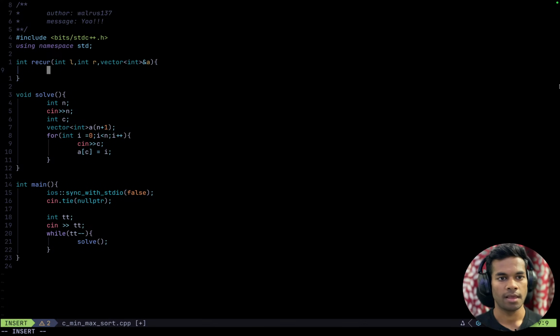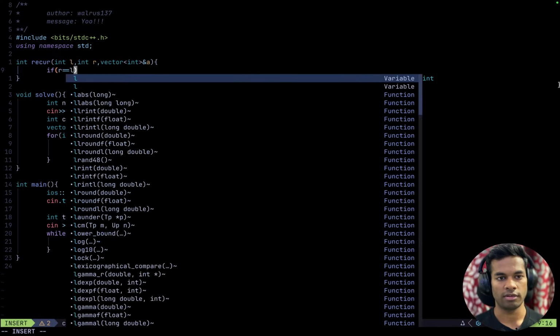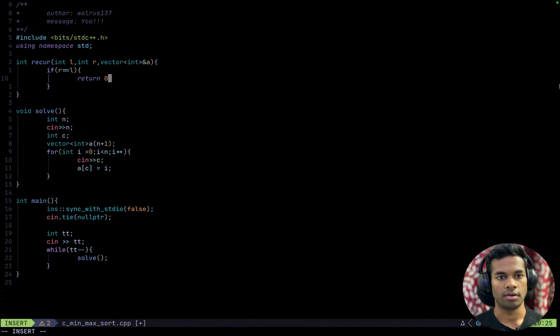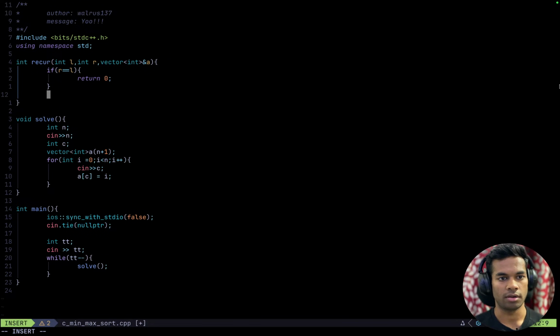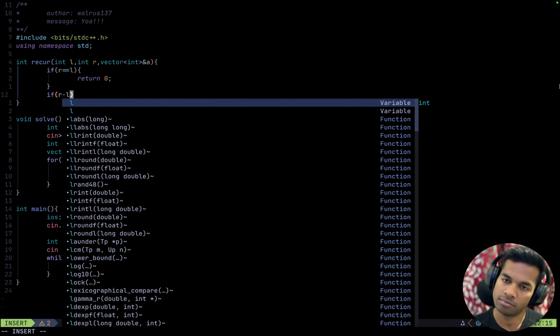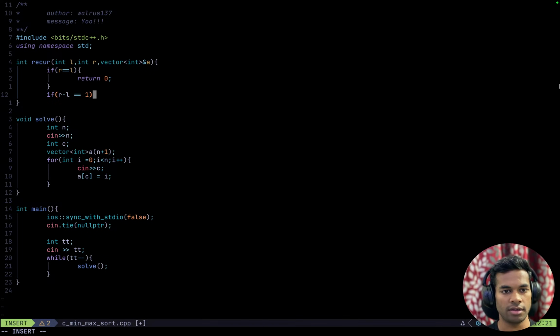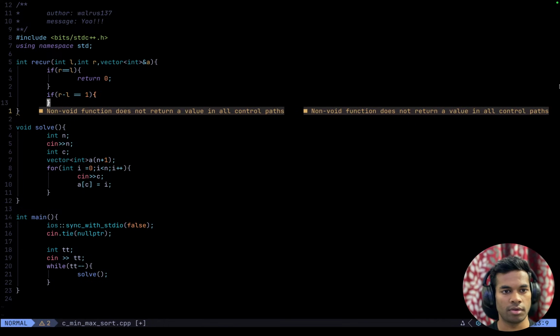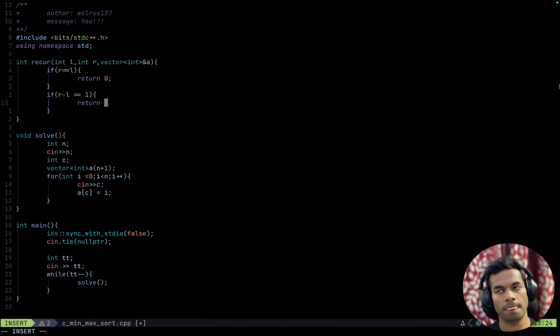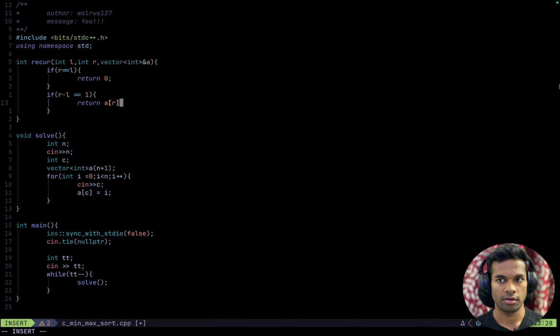And if r equals l, then return 0, and if r minus l equals 1 exactly, then answer would be, return index of r should be to the right of l. What should be a r smaller than a l.